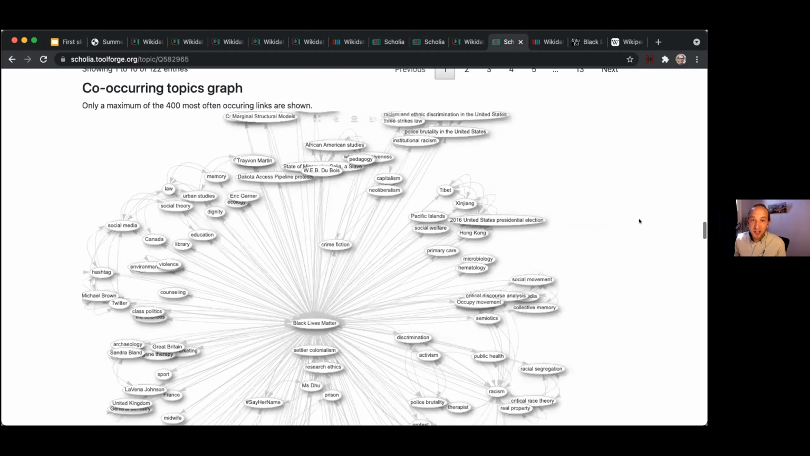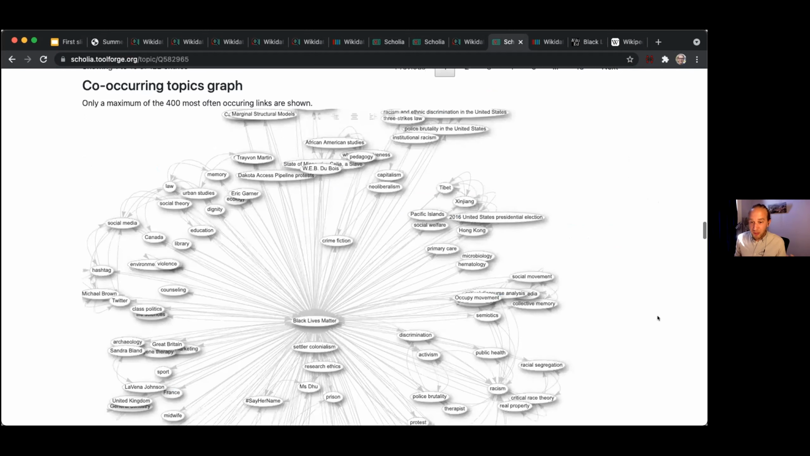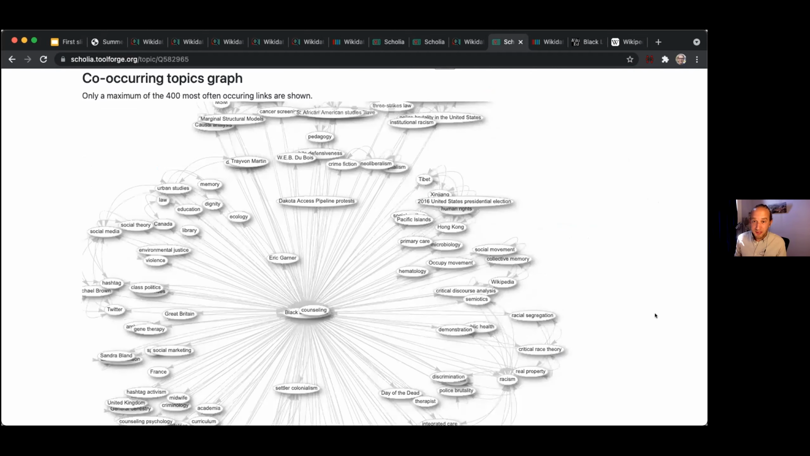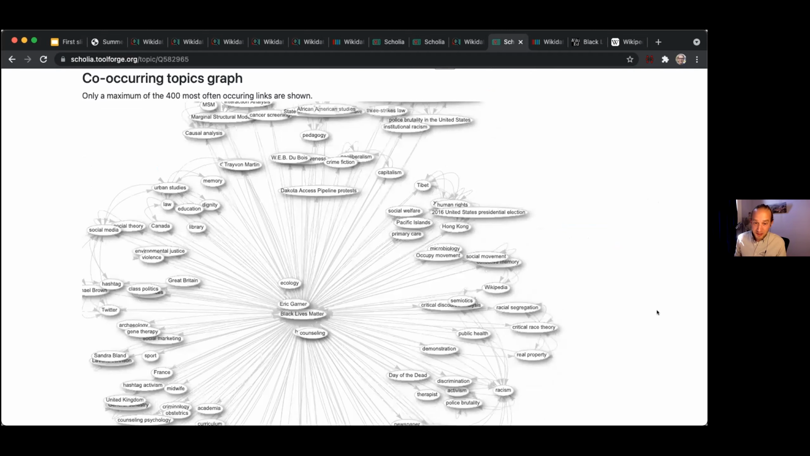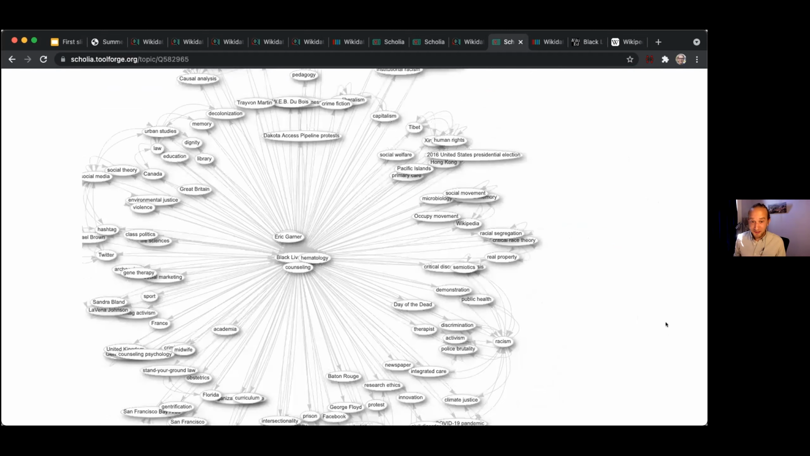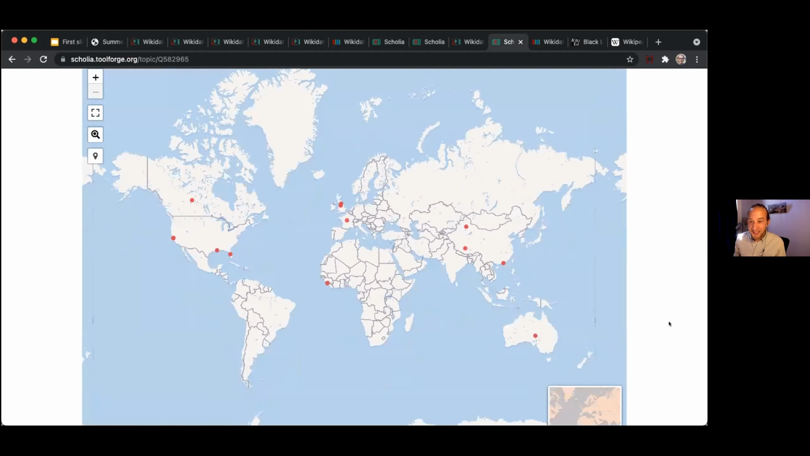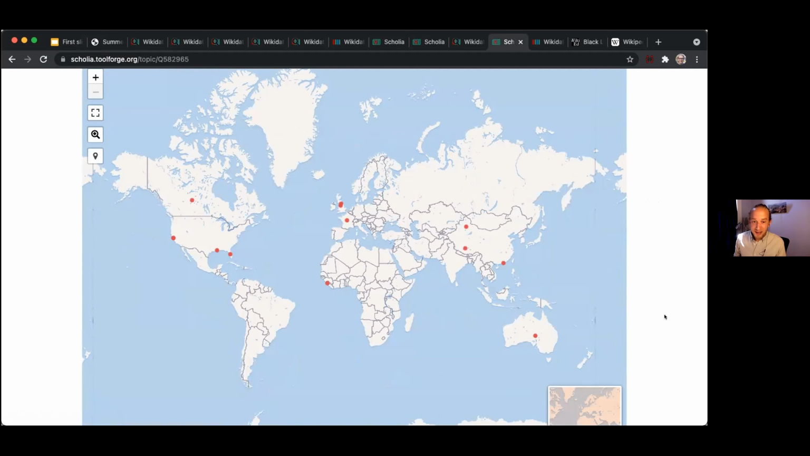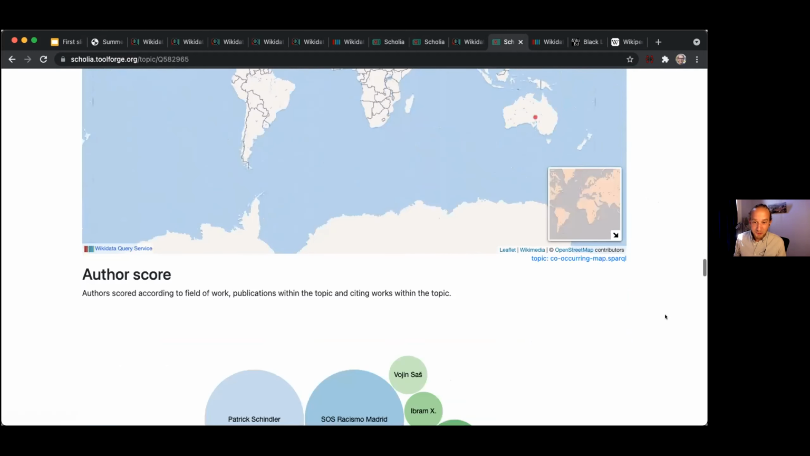A co-occurring topics graph, so you can see a lot of people writing about similar topics and how they're all related. And again, it's a very global perspective, so you can pull in stuff from all over the world, but it's a nice way to see how things are associated with each other and how the research is developing. And you can also see where this research is happening on a map. Like I said, you can render data points on a map. And if you like this, you can edit it and download it and link to it. This is just embedded on a regular old website.